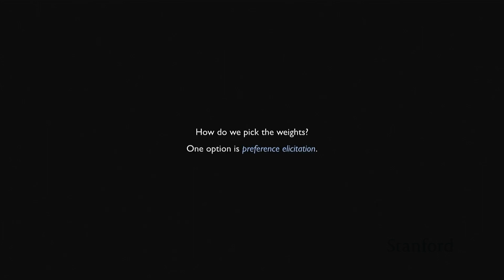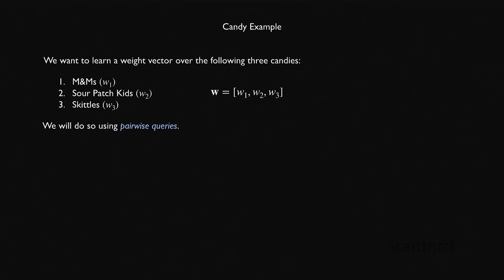How do we pick the weights? Preference elicitation. We're going to elicit some candy preferences, but we're going to do it next time.